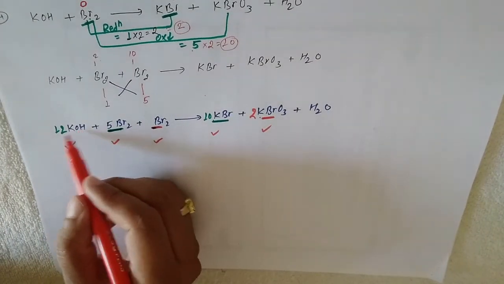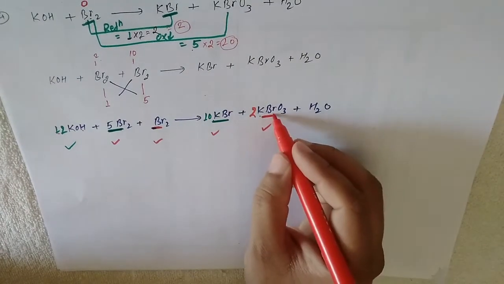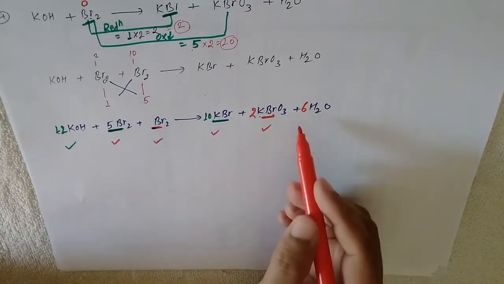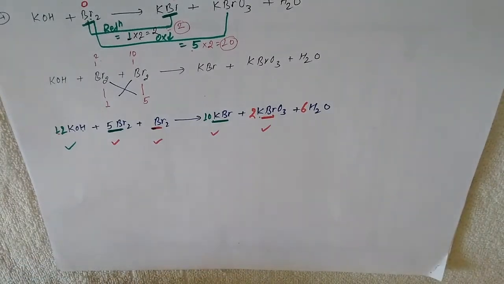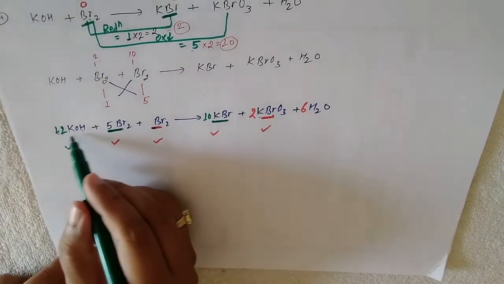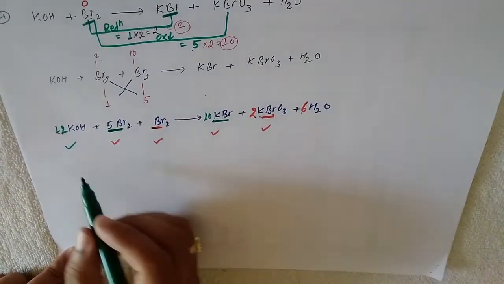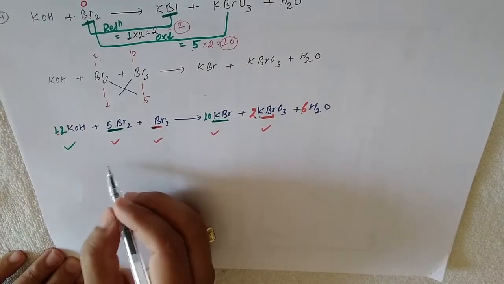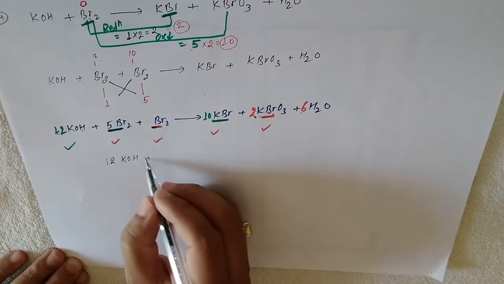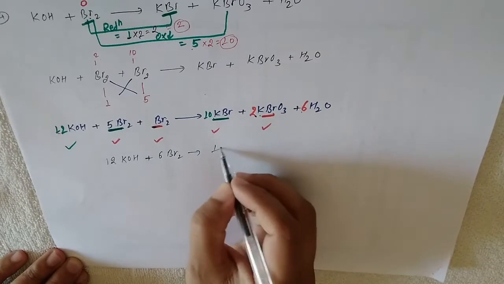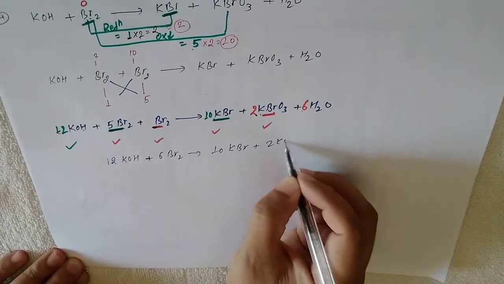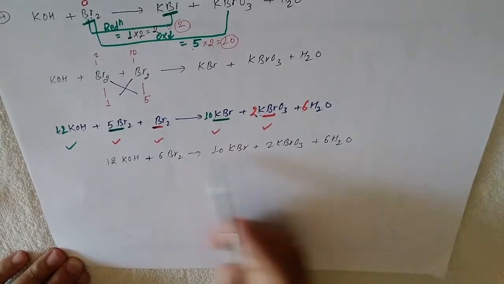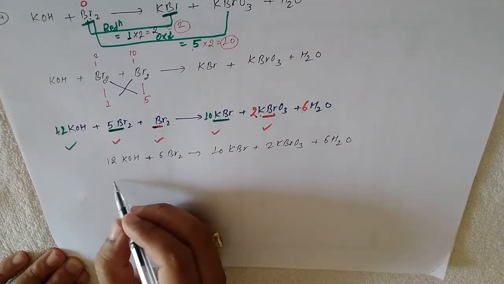So here 12 H, and here there is no hydrogen, so we have to put 6 to get 12. And if oxygen is already balanced, then the chemical reaction is perfect or balanced. Let us see, 12 O, and here 3 times 2 plus 6 is 12. Now write this chemical reaction again, adding 5 plus 1 is 6: 12 KOH plus 6 Br2 gives 10 KBr plus 2 KBrO3 plus 6 H2O. In this chemical reaction we can take 2 common, then also write the chemical reaction.